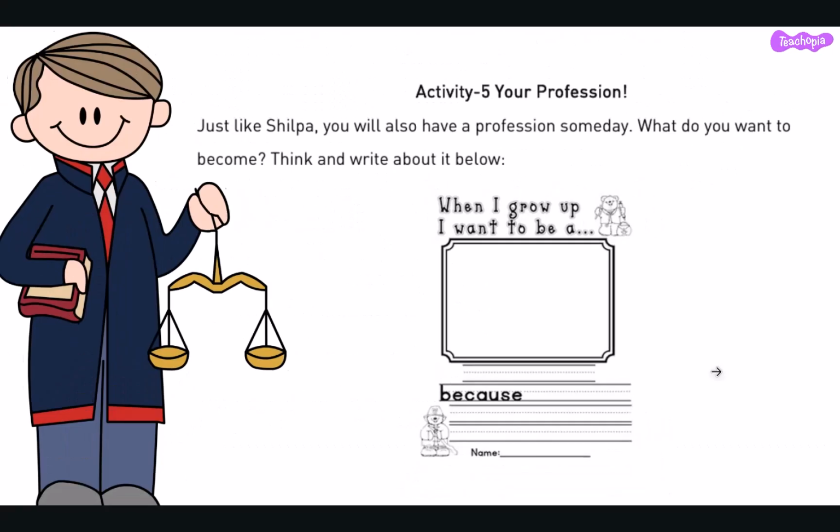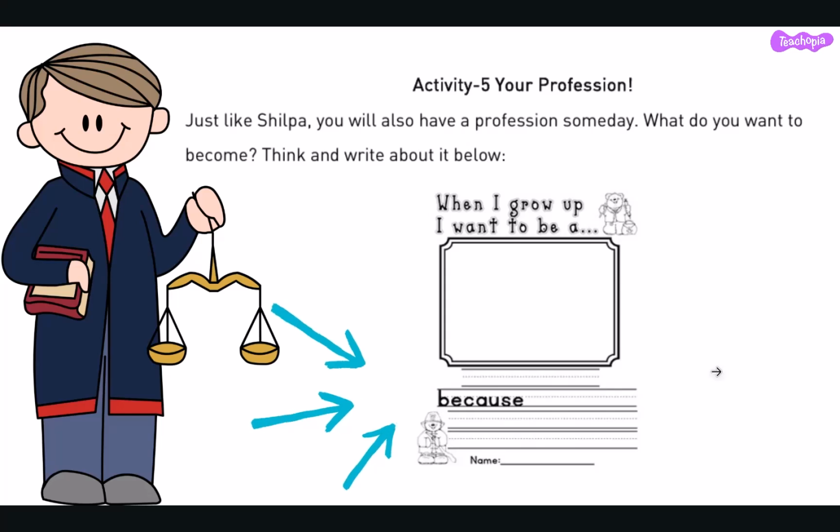Moving on, we have activity 5, which talks about your profession. So, just like Shilpa, you will also have a profession someday. What do they want to become? Think and write about it. So, you can ask your students to draw a picture of what they want to be when they grow up and why they want to be that person or why they chose that particular profession. They may write in the space given below.